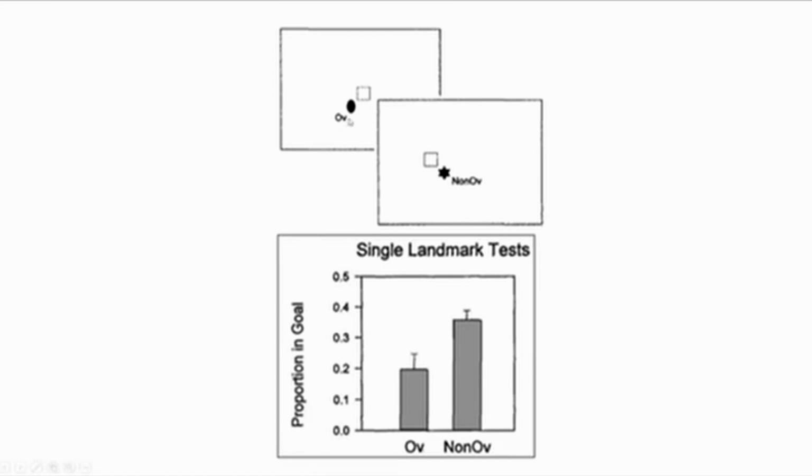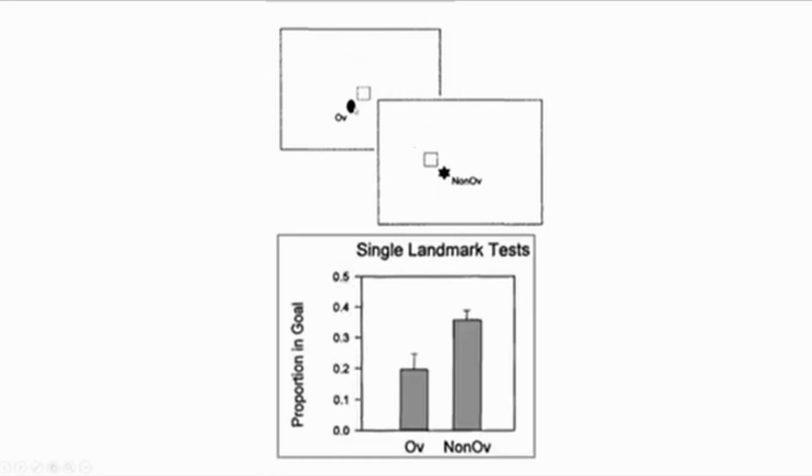So if presented with only the overshadowed landmark, how accurate were the participants in locating that goal box? If they had only been presented with the non-overshadowed landmark, how accurate were they in finding that goal box? And so I can switch back and forth here so that you can see the training included all of the landmarks, and the testing removed all but our overshadowed and non-overshadowed landmarks. And we can look at our accuracy here.